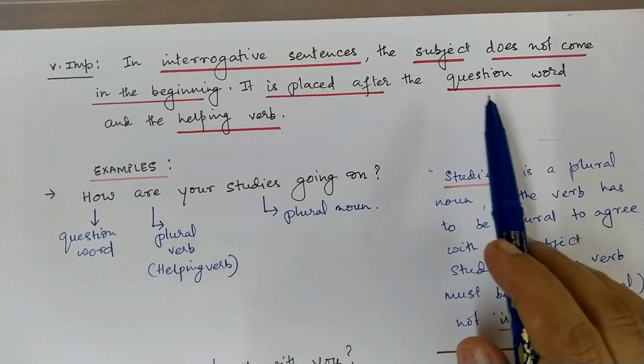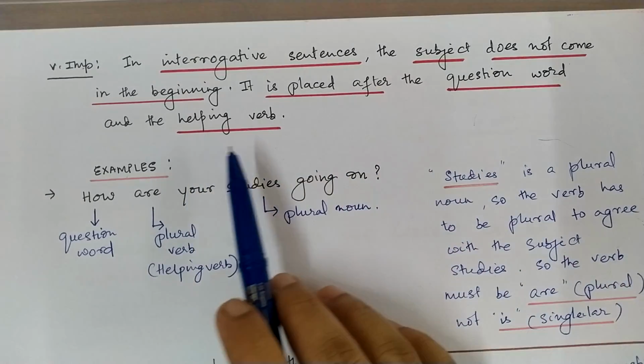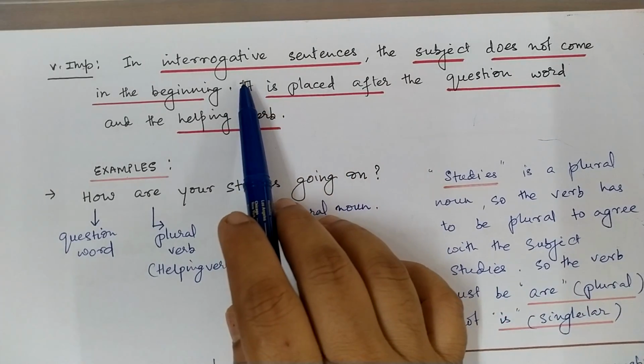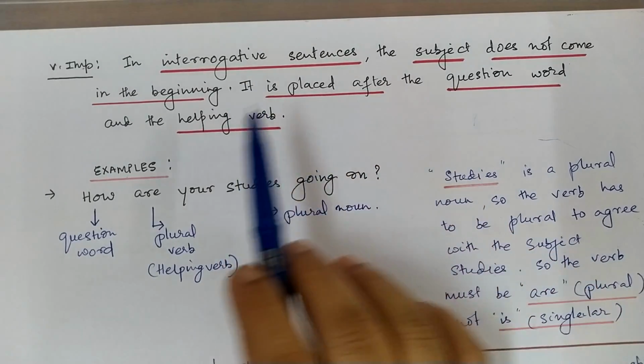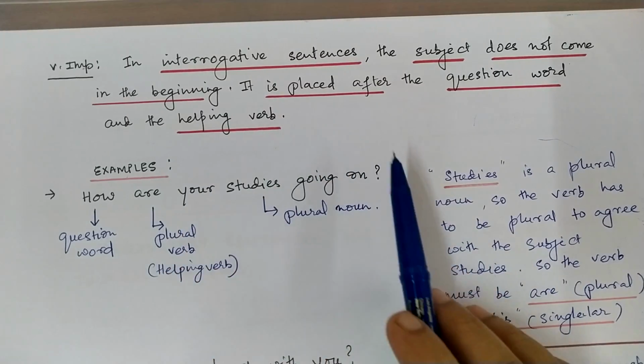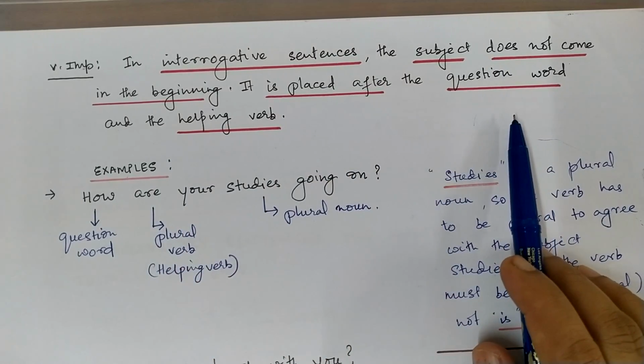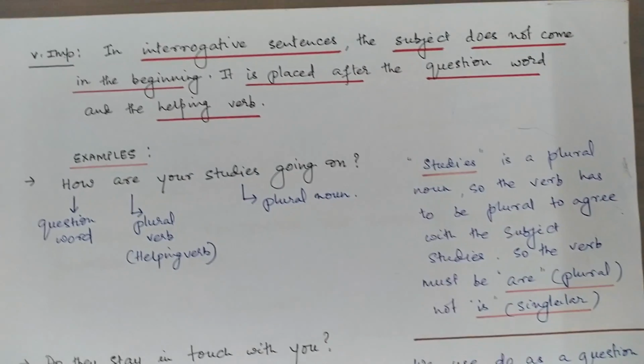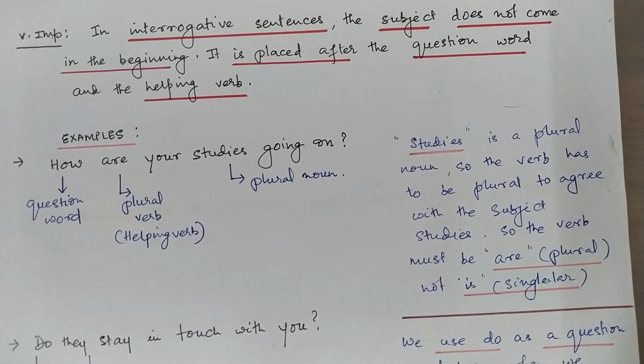It will be placed after the question word and the helping word. Please keep this in mind that in interrogative sentences, the subject does not come in the beginning. It is placed after two things. One is the question word and the helping verb. Now children, a few examples. How are your studies going on?